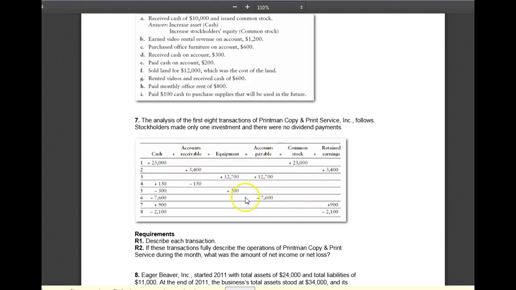The second one, this is an increase in retained earnings, and we've got an increase in accounts receivable. This is revenue. Remember, we had this one right here, earned rental revenue. This is the same thing. So you're going to explain those. You're going to describe those as you go down. Email me if you have trouble with that.